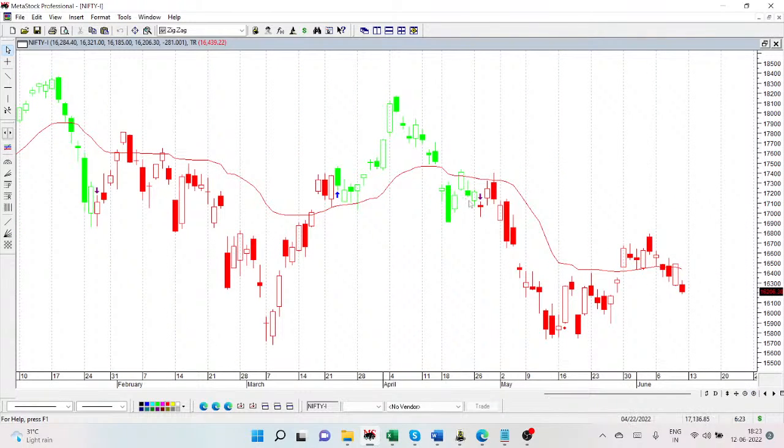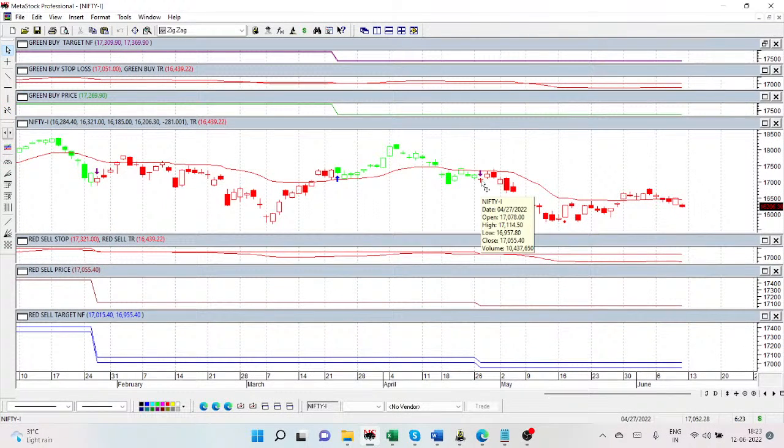Once you have not taken a position on this particular day, we will have a stop loss mechanism as well. When the position is started, your stop loss would be as shown over here: the red sell price of 17055 on 27th of April. That was the sell price, and the red stop loss for this particular position when you started was 17,321.